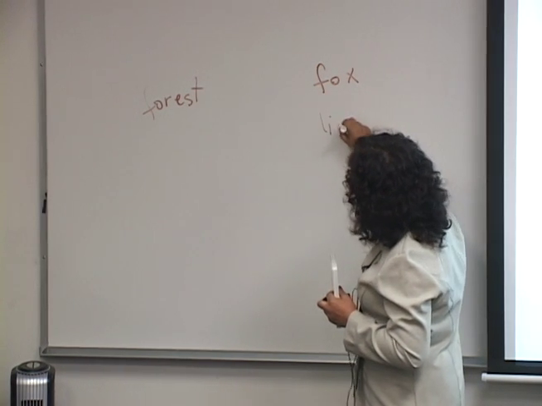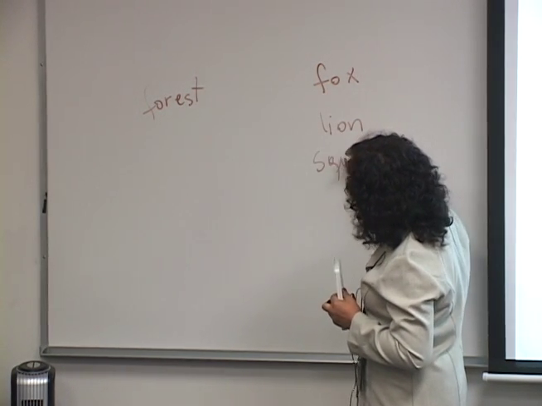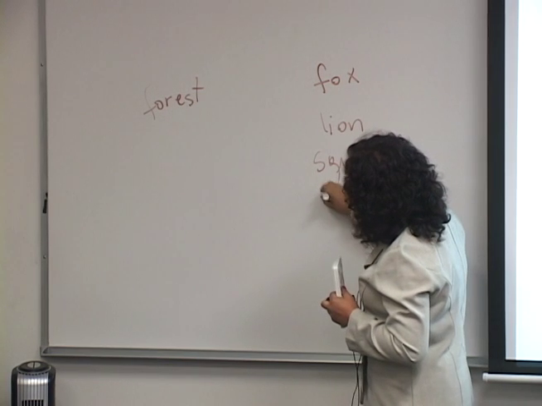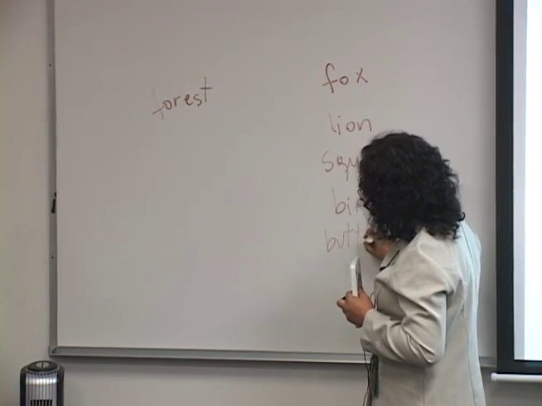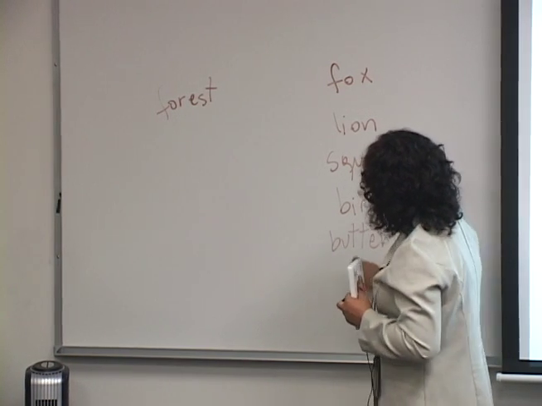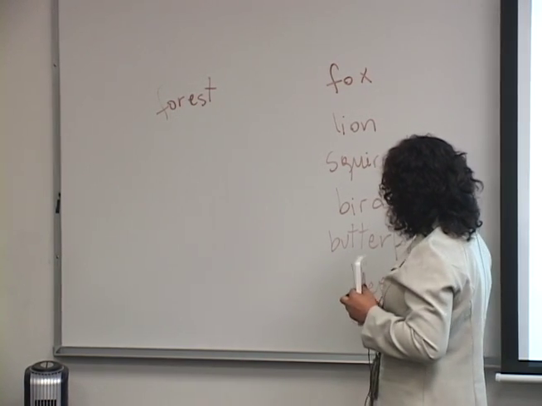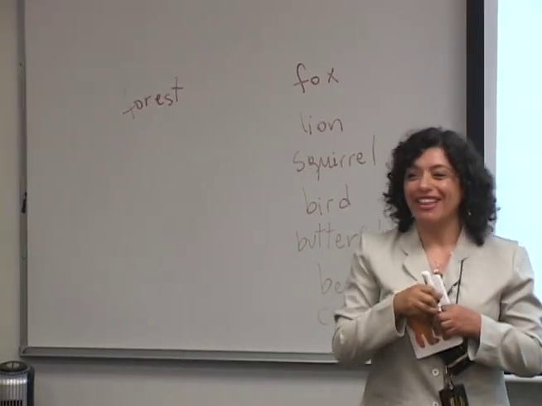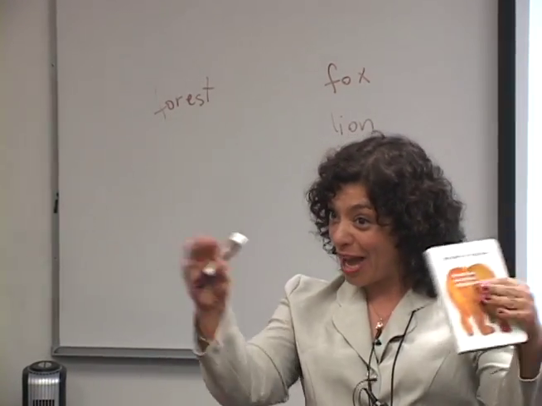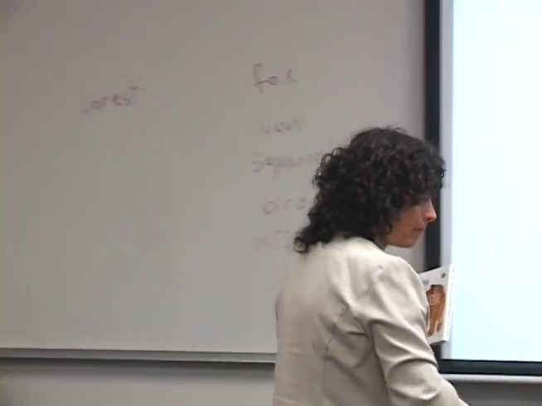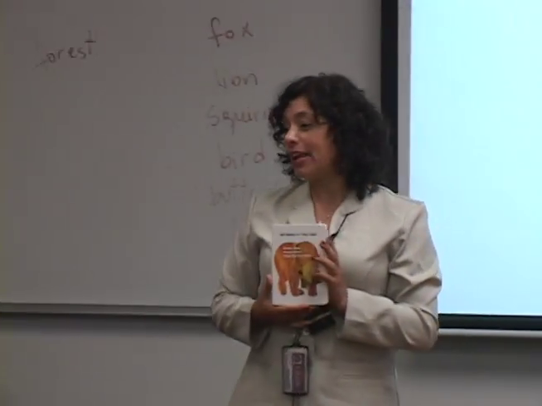A lion, a squirrel, bird. A bird, and butterfly. Bees. Butterflies, bees. A bee, crab. A crab. Yes, since we are close to the ocean, we can have crabs, you know. All right, let's see if your animal is here.